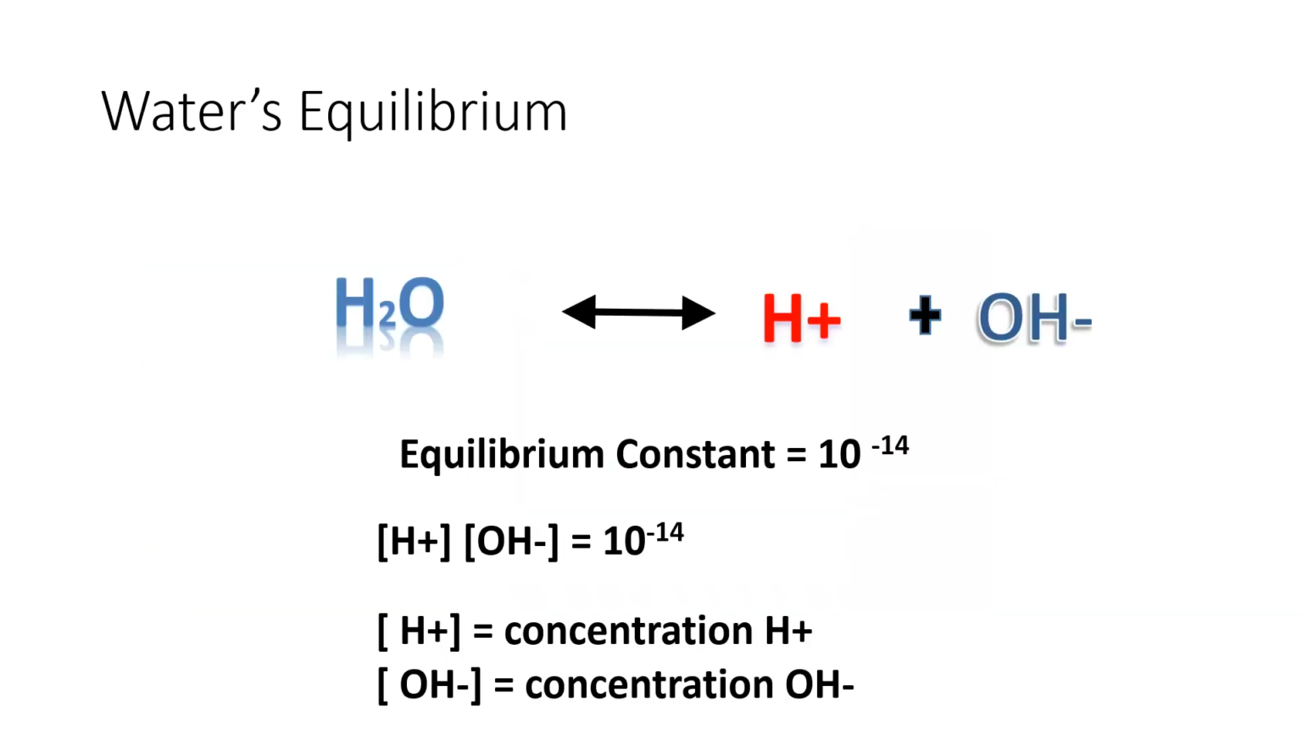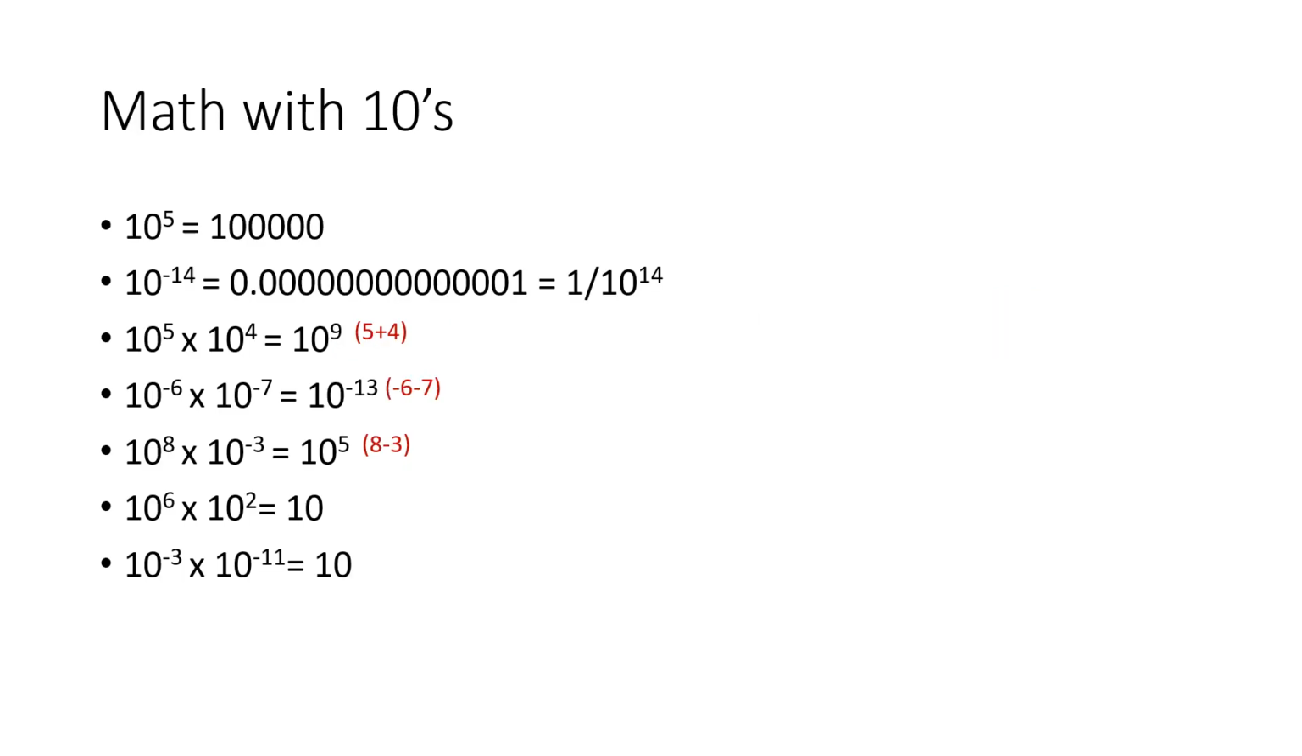And turns out water has an equilibrium constant. The concentration of H plus, when multiplied by the concentration of OH minus, always equals 10 to the minus 14. That's always the case. This is always the case in any solution. And because of that, there's an equilibrium constant, that 10 to the minus 14. And that constant is limiting. It means that as one of these things goes up, the other one has to go down.